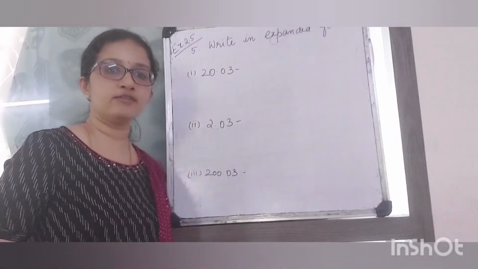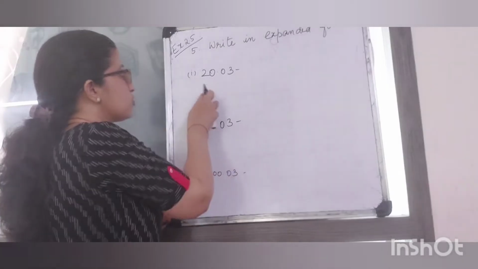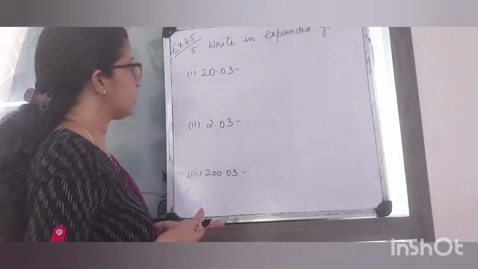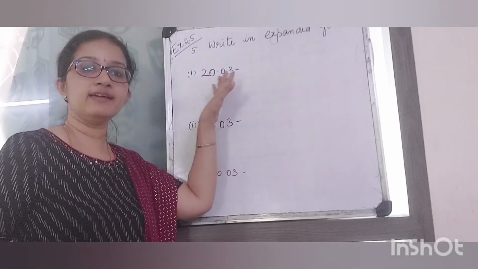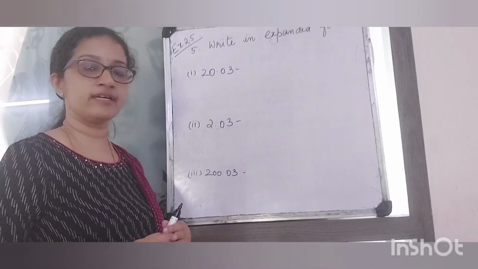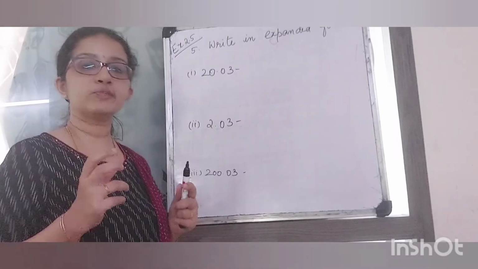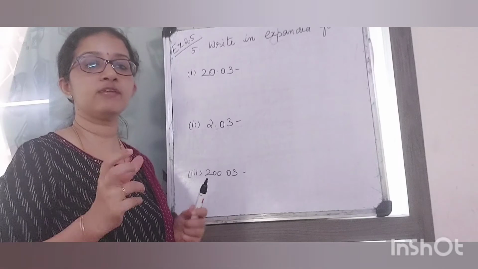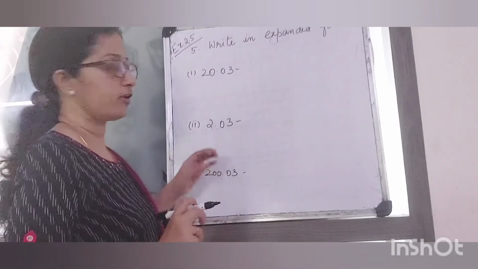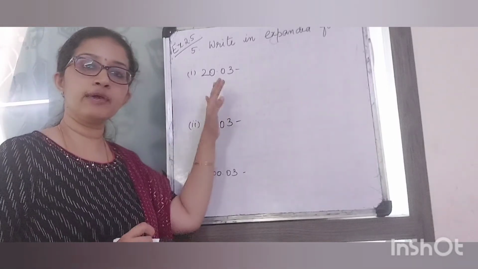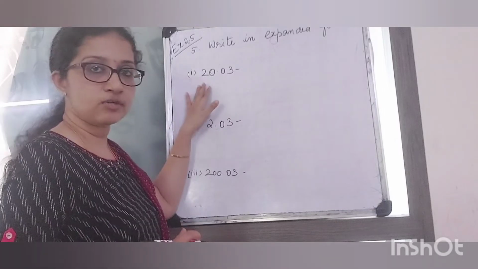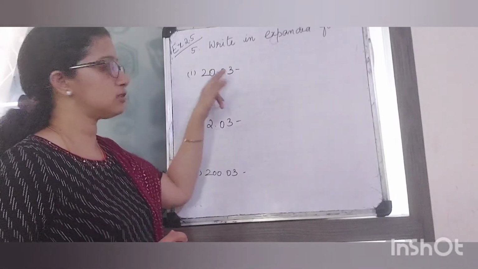Write the expanded form. In this the first question is 20.03. They've given a decimal number and we have to write the expanded form. In the lower classes itself we have already studied how to expand a whole number. Now we are going to study how to expand a decimal number. So let's take the first question, which is 20.03.